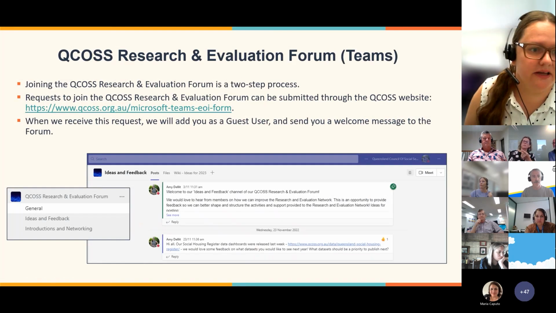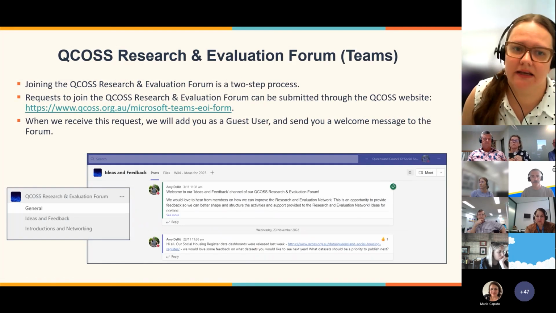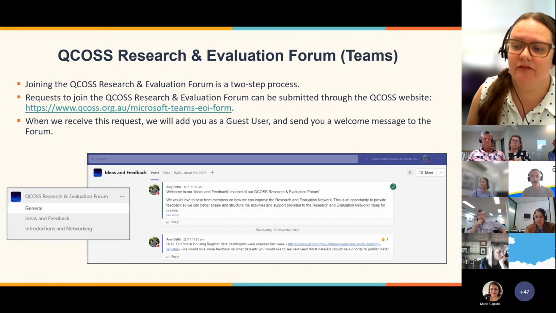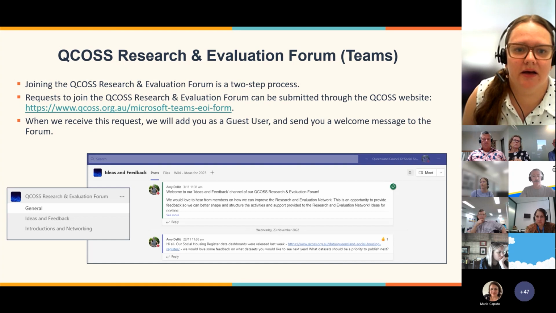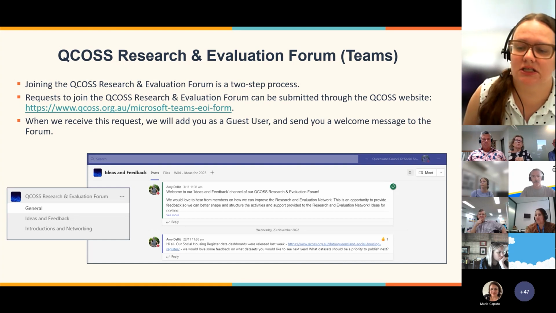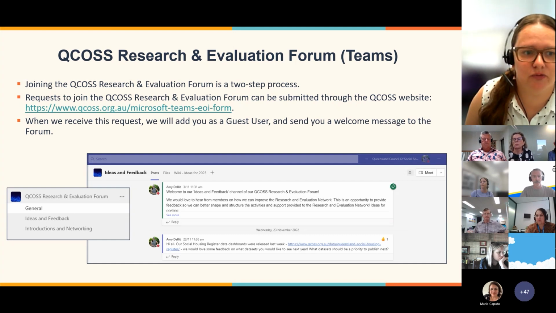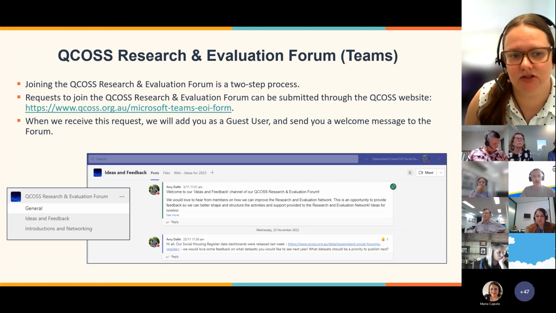Lastly, some of you may be aware that we're trialling a new format of communication with our network from November last year. We've since invited all of our network members to join this forum from January. The forum is called the QCOS Research and Evaluation Network Forum, and it sits within the Microsoft Teams platform. If you want to join the forum, it's a two-step process. A request to join can be submitted through the Microsoft Teams EOI link on your screen. When we receive this request, we can add you as a guest user and send you a welcome message to the forum.